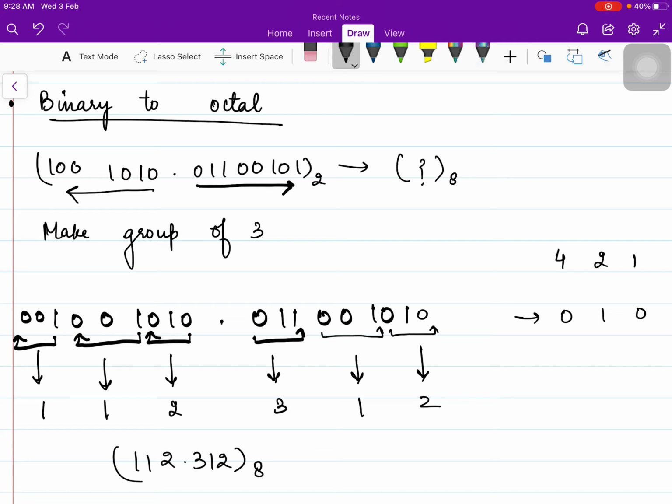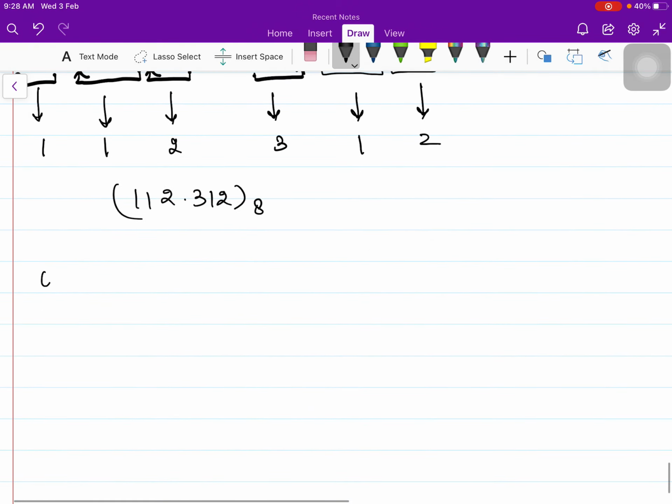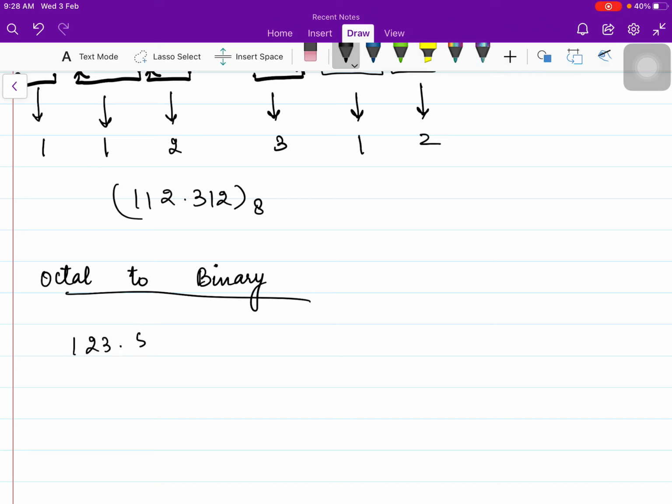Okay, so this is the octal number system. I hope it is clear. Now the opposite, that is octal to binary. Same process as we followed in hexadecimal to binary. There we represented in the combination of 4, and here in the combination of 3. Here we will represent in the combination of 3 by using the set 4, 2, 1.